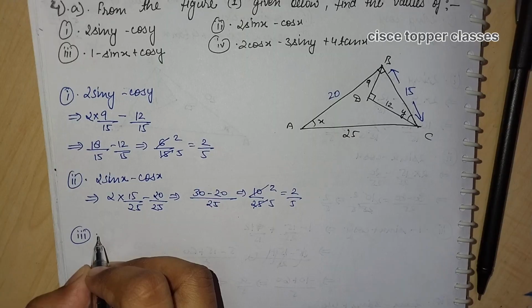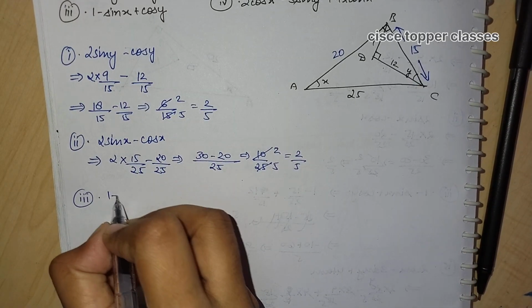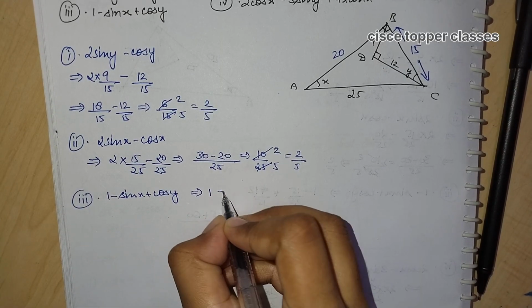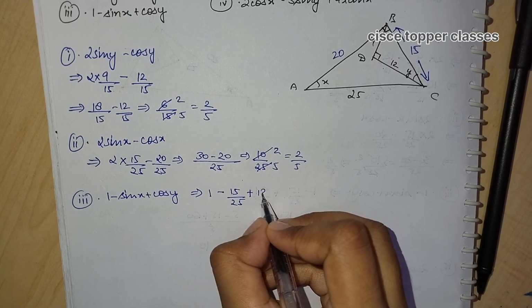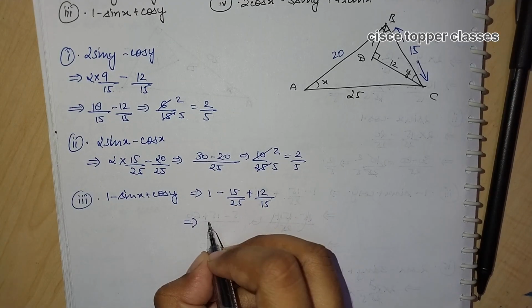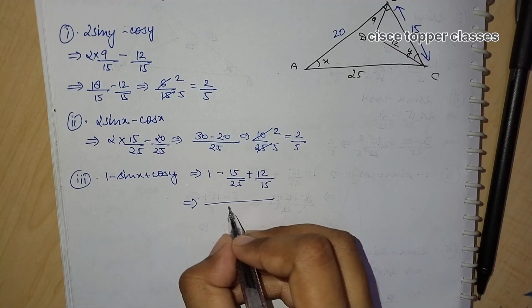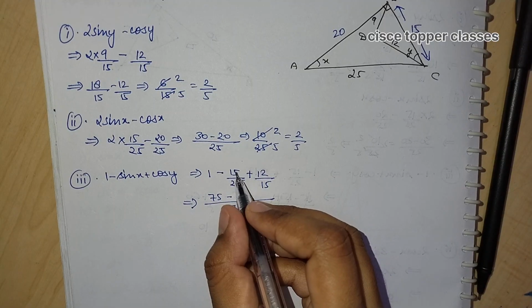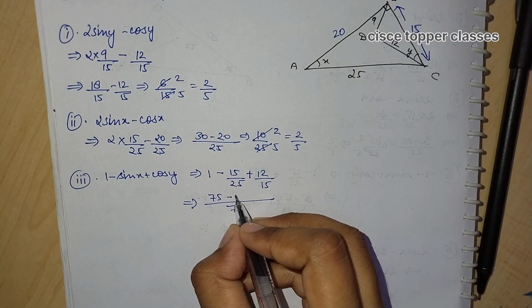Now the third part which we have to solve here is 1 minus sin x plus cos y. So this will be 1 minus sin x, we can write 15 by 25, plus cos y, we can write base 12 by 15. If we take the LCM here, this will be 75. So here we can write 75, this is 25 into 3 and 15 into 5.